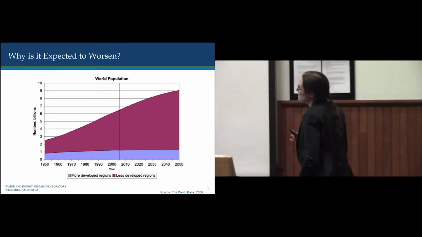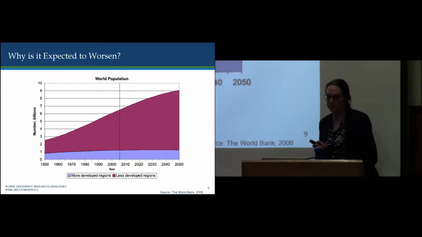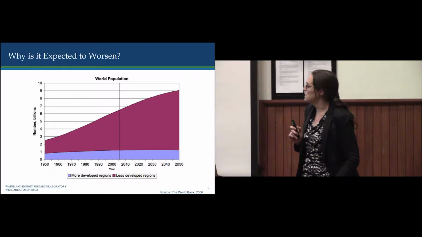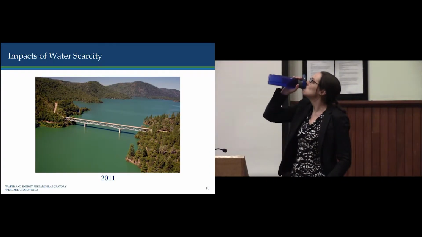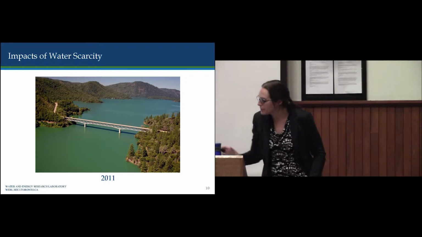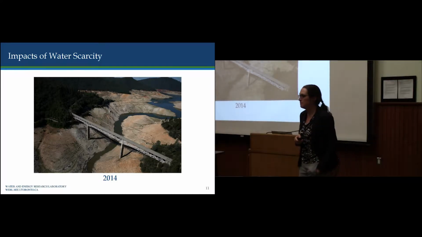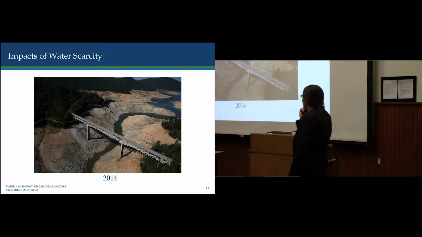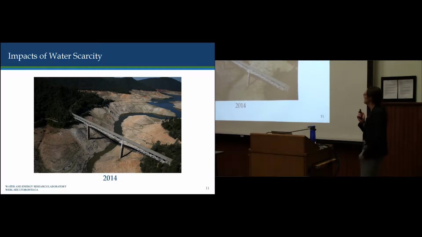The other reason, for some of these regions, is the effect of climate change. So I'm going to show you a couple different pictures here. Here's one picture. This is a picture from 2011. And this is a picture of the same area in 2014. Any guesses as to where this is? So this is a water reservoir. California. Yeah, it's California.